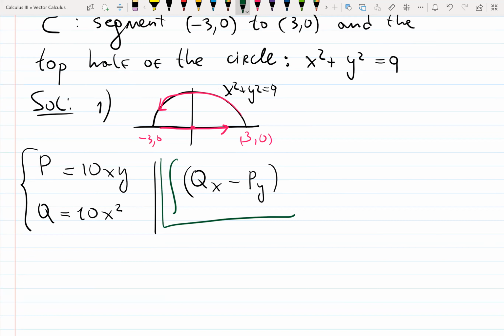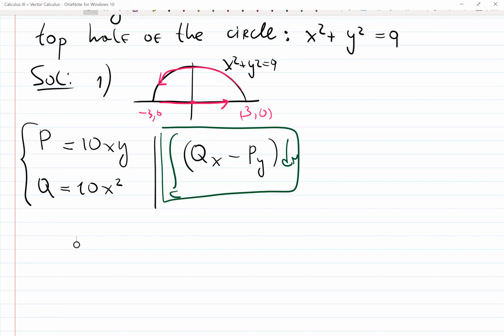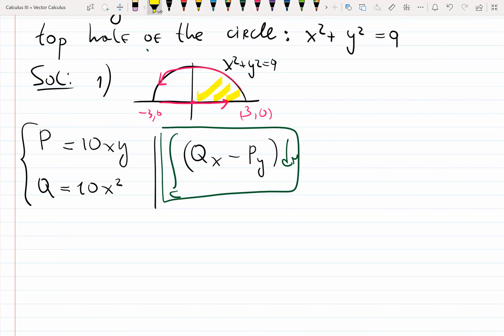I will just write this down for now: dr, and it's over C in terms of r. You're supposed to switch everything to the parametrization. And if you know the area, like in this case, pi r squared over 2, then you can multiply by the area. So Q sub x minus P sub y times the area, if it's easy to find. Or, and we had it on a test a couple of times too.